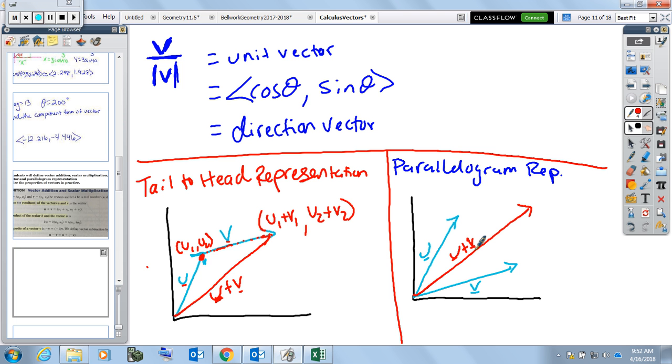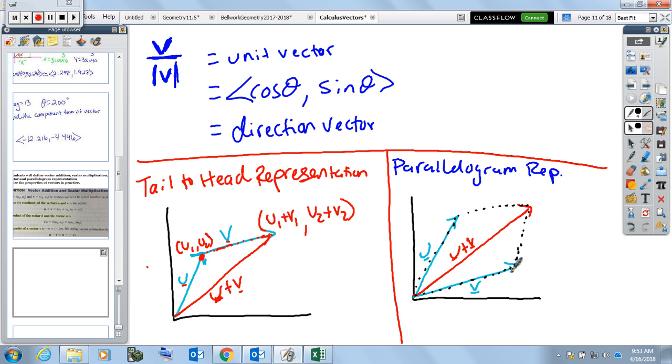Where does this whole parallelogram concept come into play? Well, take a look. Connecting here and connecting here, you see our parallelogram representation happening. And so that's where we get our parallelogram representation from. All right, so two ways to represent vector addition geometrically: tail to head, and parallelogram.